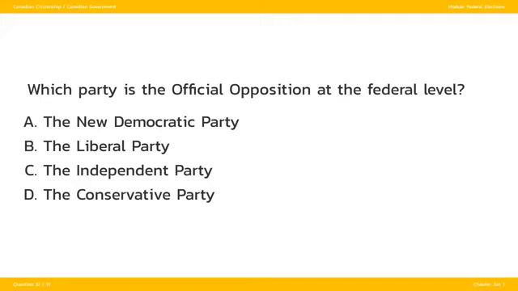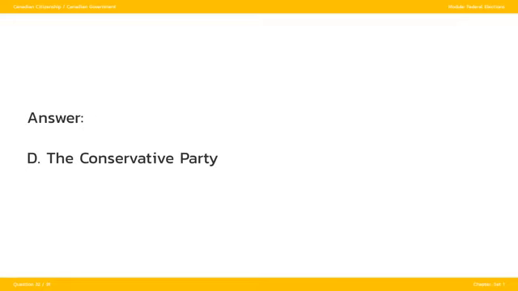Which party is the official opposition at the federal level? A. The New Democratic Party. B. The Liberal Party. C. The Independent Party. D. The Conservative Party. The answer is D. The Conservative Party.